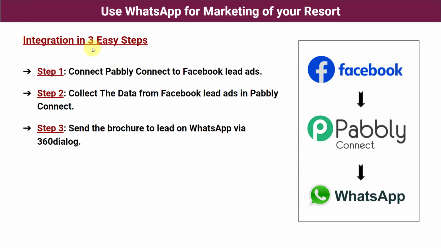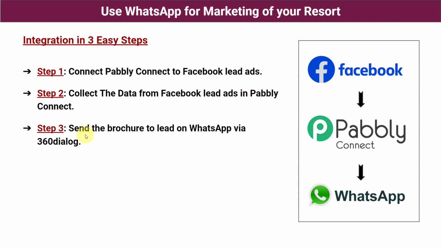So guys, these are the 3 easy steps by which you can also make this integration or connection between your Facebook lead ads and WhatsApp. So step 1 is connect Pabbly Connect to Facebook lead ads. So first of all, we are going to open Pabbly Connect and connect our Facebook lead ads with Pabbly Connect. And step 2 is collect the data from Facebook lead ads in Pabbly Connect. So in second step, we are going to generate a new lead by filling the lead ad form and bring the data of that lead here in Pabbly Connect.